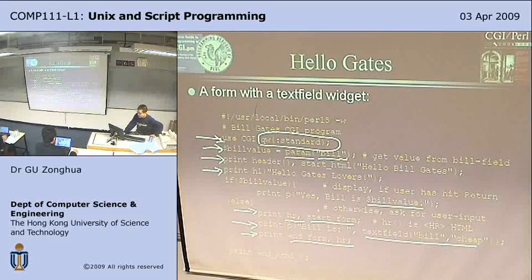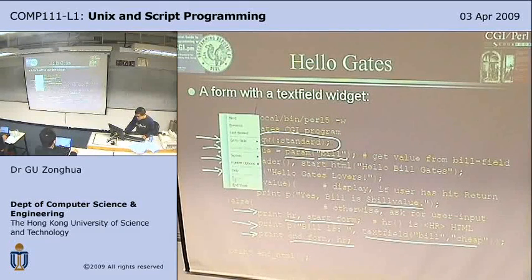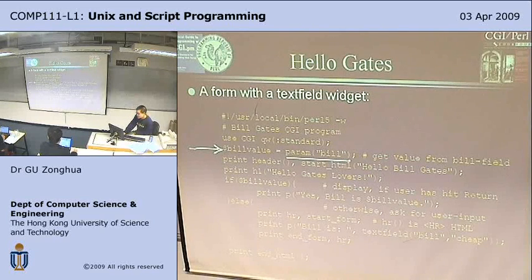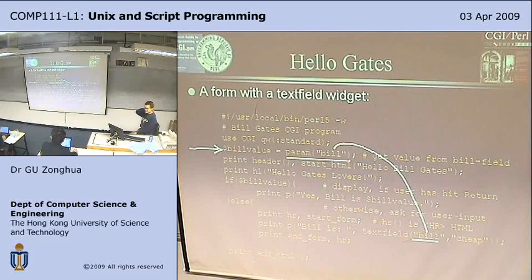So let's follow this program. The first time you run the program, what happens when you call this line? This line says param build. Build is the name of this text field. Because you haven't clicked enter, that is, you haven't filled out the form yet, param build is going to return null. And build value is going to be null the first time you run the script.